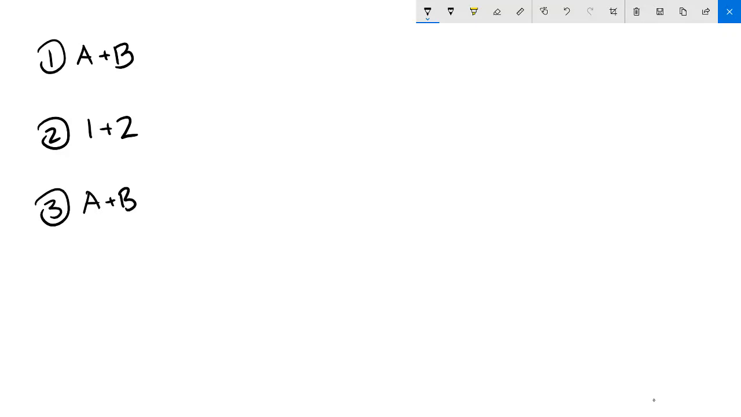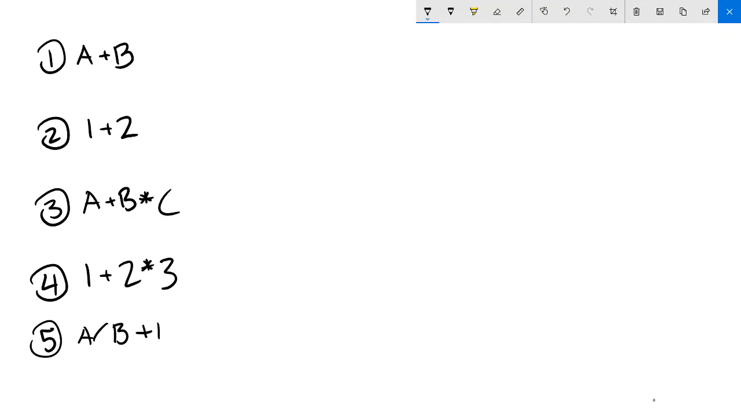Here's problem number 1. We're going to start off simple. Number 2. Number 3. Number 4. Number 5. And I think we can fit one more on number 6. 1 divided by 2 plus 4.